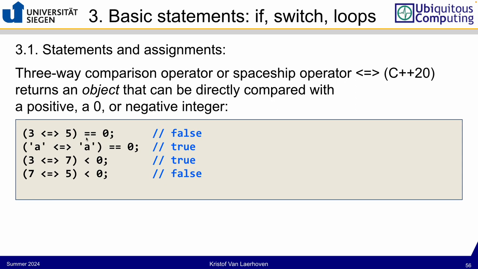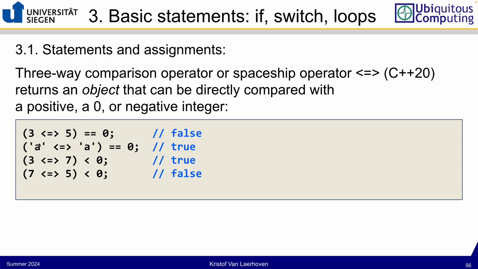You can, however, use them with this operator to see whether they are 0, or whether they are negative, or whether they are positive. Actually, you could also do positive, like bigger than 0. And in that case, you would get from this whole construction a true or false. So since 3 is smaller or comes before 5, it would be false to have something that is equal to 0, or that is bigger than 0, but it would get true if it was smaller than 0.